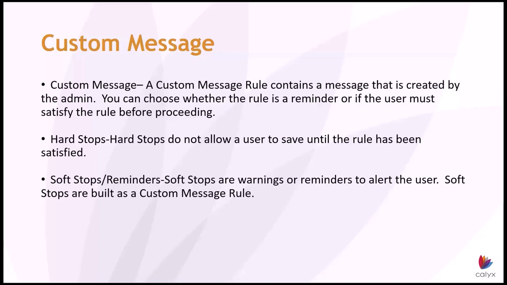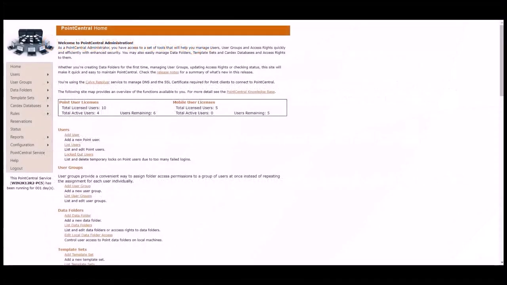Let's go ahead and open up our PointCentral website, and I can walk you through each of these rule types. So currently, I'm inside of my PointCentral admin website, so we can walk through each of these rule types. We'll head over to the navigation panel and select the option for rules. We have add rules, which will allow you to create a rule, and we have list rules. I'm going to go ahead and click on add rule.